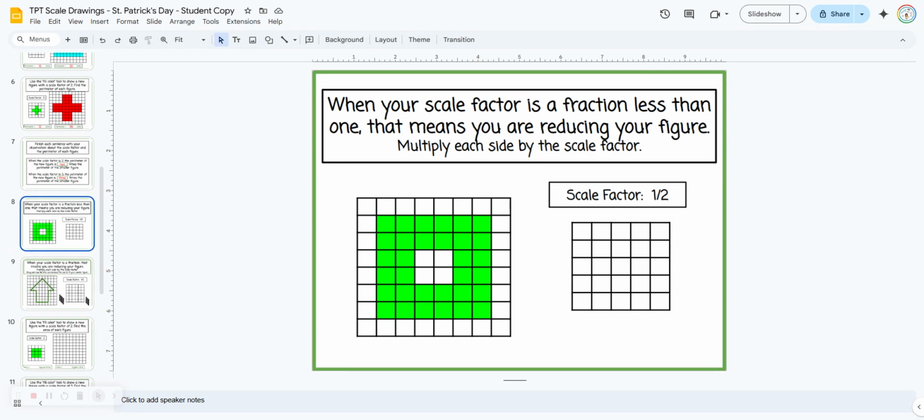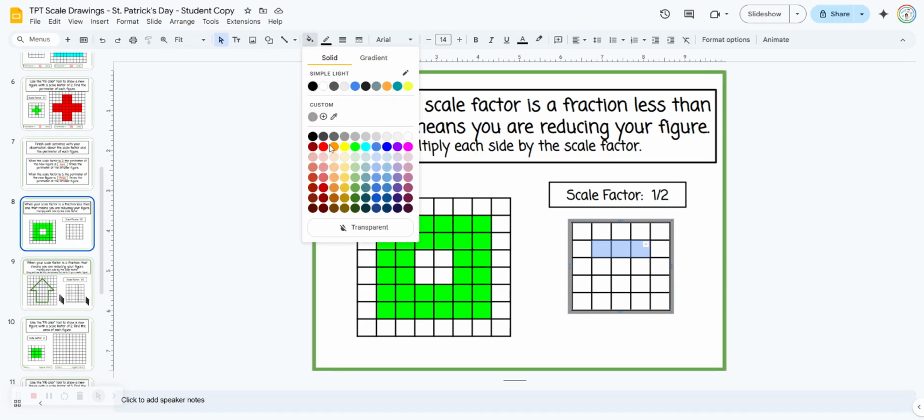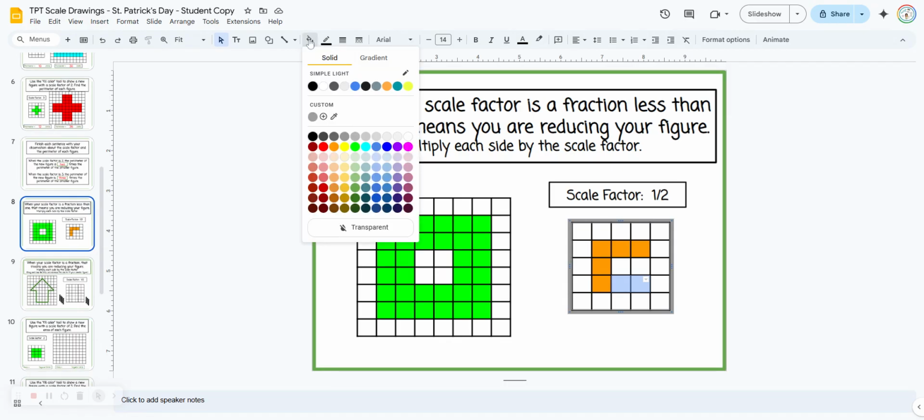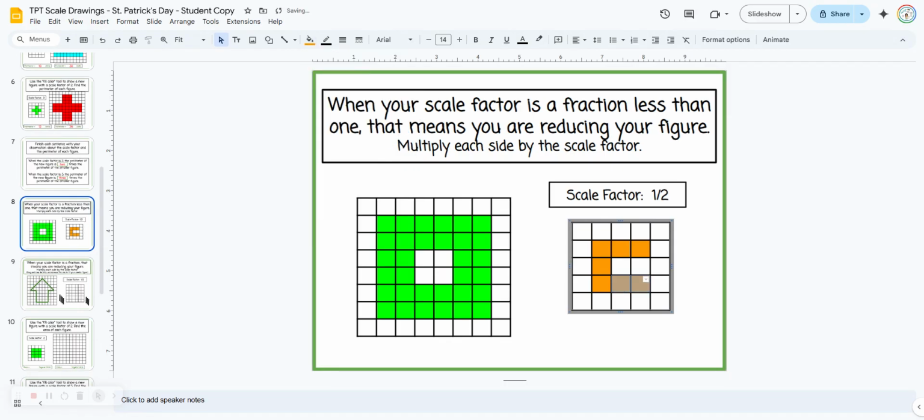So the next figure will be 3 along the top. We're going to make sure we keep that little center piece, and 3 along each side. And then that center square is 2 by 2. So we're going to divide by 2 and we'll get a 1 by 1 square in the center.